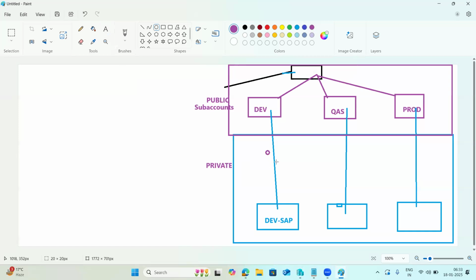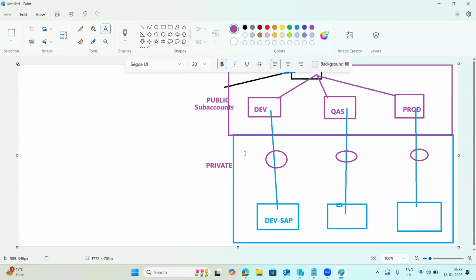In this case, we have to install the cloud connectors. We have to install the cloud connectors on the customer premises, in the customer network.